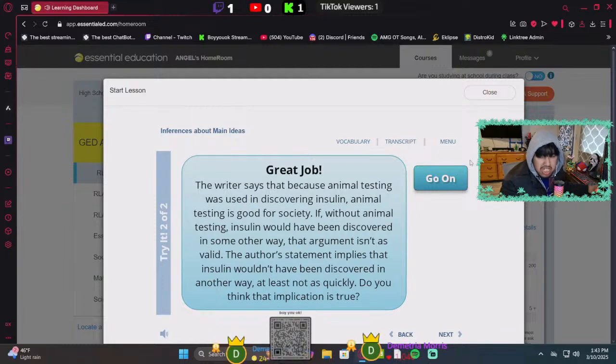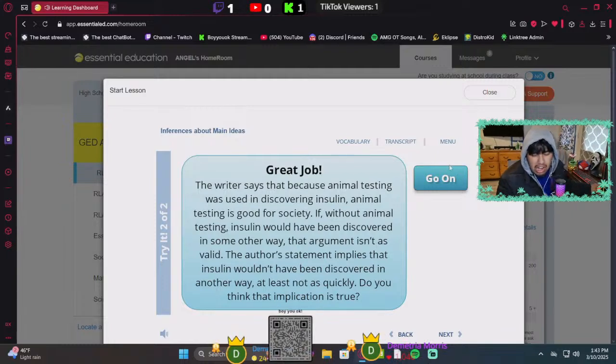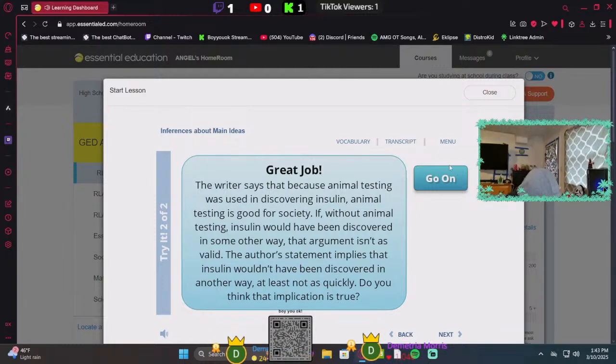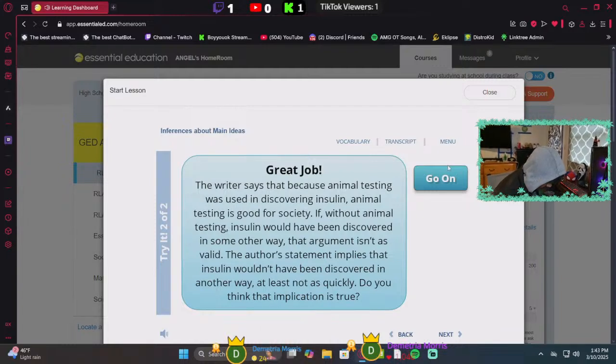Great job. The writer says that animal testing was used to discover insulin, and animal testing is good for society. If, without animal testing, insulin would have been discovered in some other way, that argument isn't as valid. The author's statement implies that insulin wouldn't have been discovered in another way, at least not as quickly. Do you think that implication is true?